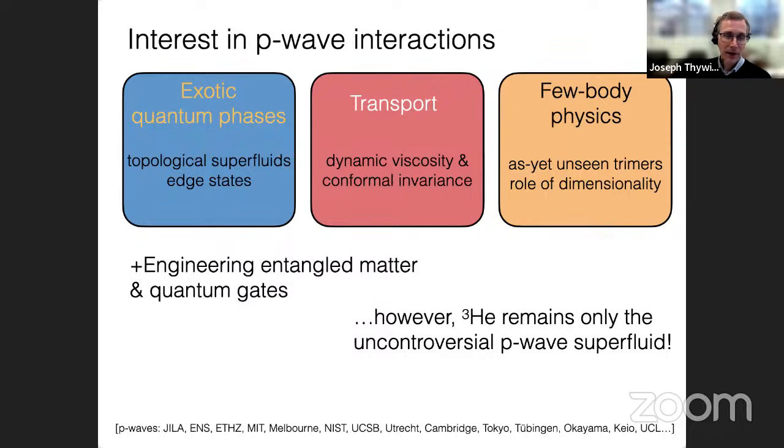However, in all of cold atoms and condensed matter physics, only helium-3 remains the P-wave superfluid that everyone agrees upon. There was a strontium ruthenate candidate for a long time, but it's now thought that that's actually an S plus ID kind of order parameter. And so there are new hopes out there for materials, but so far as we know, the only P-wave superfluid we've been able to play with is good old helium-3.